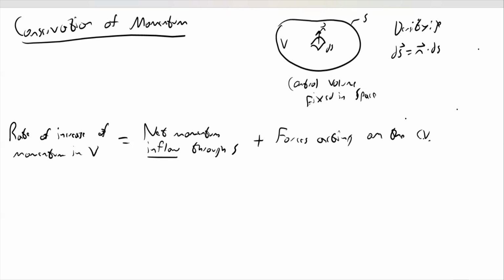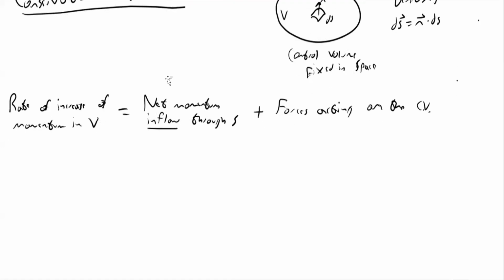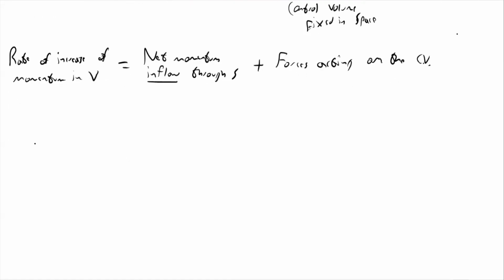Now, at least for me, I find it really helpful when deriving the conservation of momentum and mass, but we're talking about momentum here, to write out the conservation of momentum in words before going to the math. Well, the conservation of momentum is what I've written here: the rate of increase of momentum in V is equal to the net momentum inflow, and that's important, through S, plus the forces acting on the control volume. So let's start with the rate of increase of momentum in V and work our way through it.